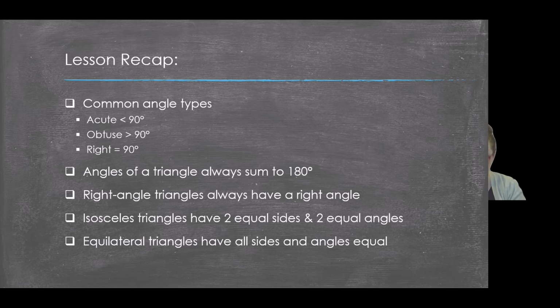The angles of a triangle will always sum to 180. Right angle triangles always have a right angle. Isosceles triangle, 2 sides equal, 2 angles equal. And an equilateral triangle will always have all sides and all angles equal. So those are the main highlights that I want you to use as you go through your worksheet.